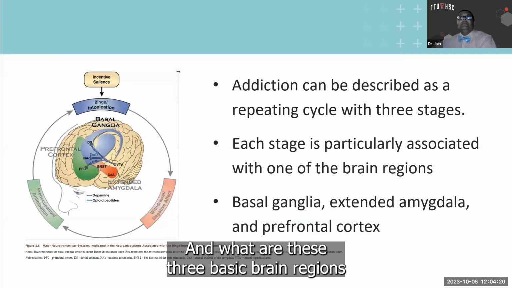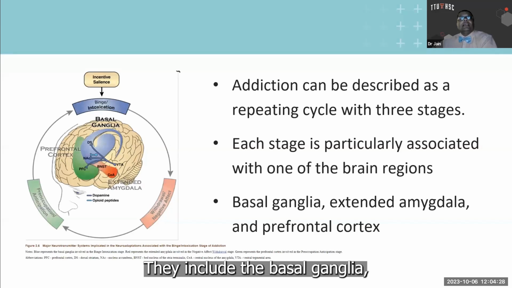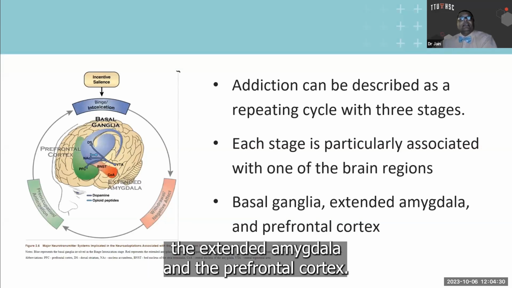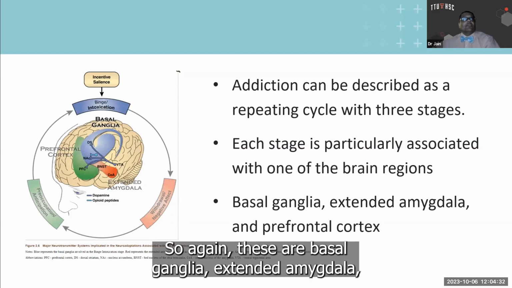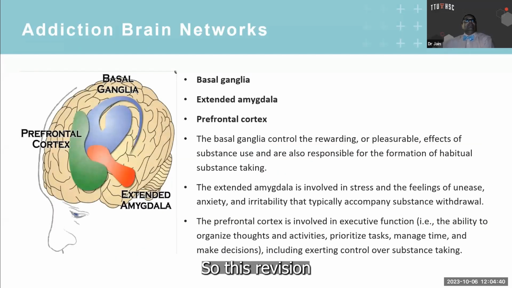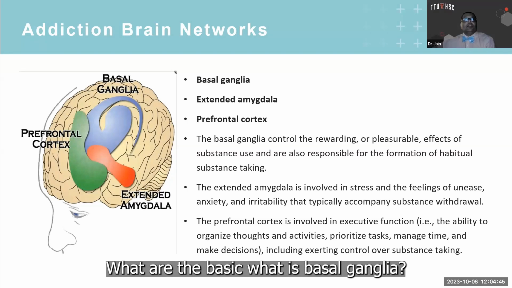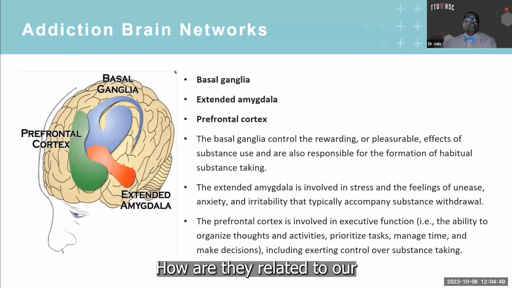What are the 3 basic brain regions involved in the addiction process? They include the basal ganglia, the extended amygdala, and the prefrontal cortex. Again, these are the basal ganglia, extended amygdala, and the prefrontal cortex. So, just a revision for us: what are they, and how are they related to our topic of concern?